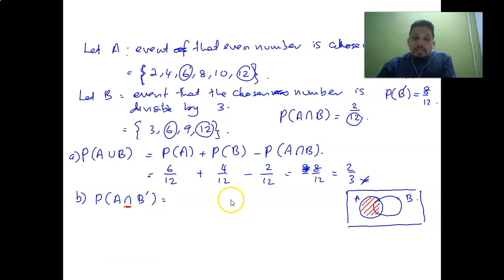B complement means any numbers that are outside of the circle of B, which is not B. Okay, B complement is everything which is not B, including the outside here, then including part of the A. So the intersection between A, the whole circle of A, and the complement of B, which is not B. So where is the intersection then? Here.